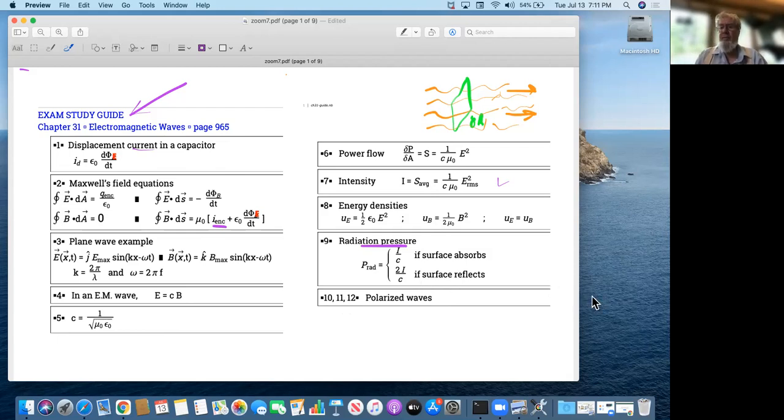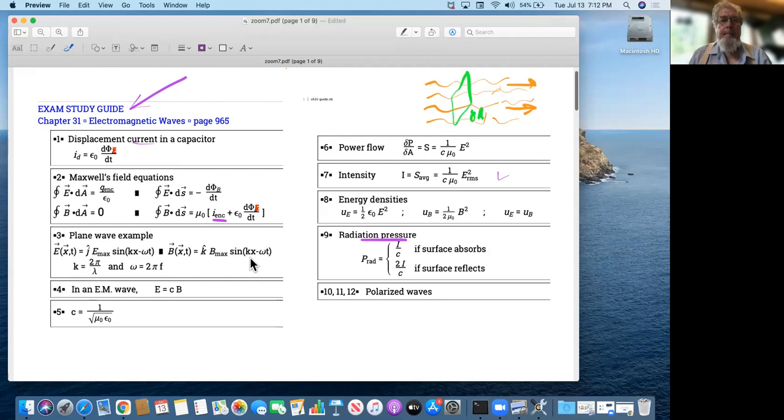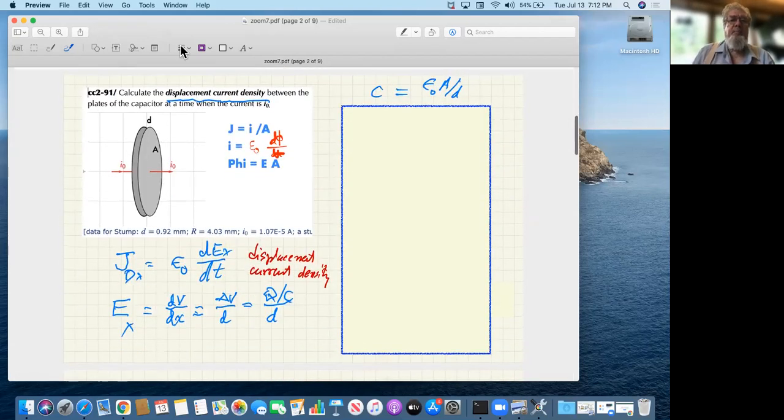So now in the homework assignment, we're going to see how to use some of these things. So we'll go over several of the homework problems. Here's a problem on displacement current. You have a capacitor in the form of a parallel plate capacitor. You have 2 plates, current I0 coming into one side, current I0 going away from the other side. The distance between the 2 plates is D. The area of the plates is A. And the question is to calculate the displacement current density.